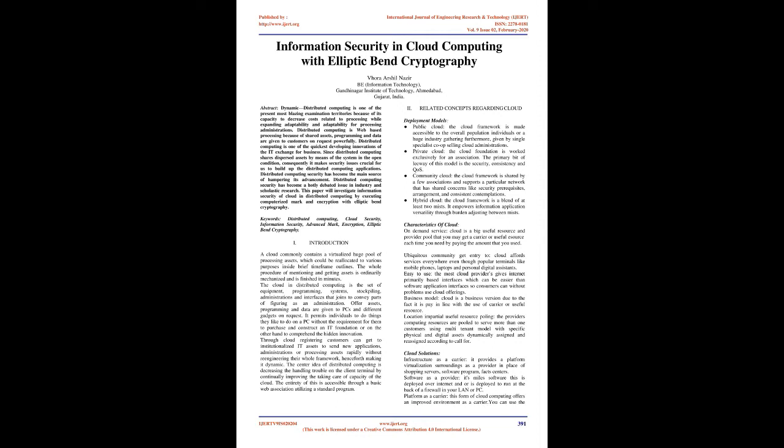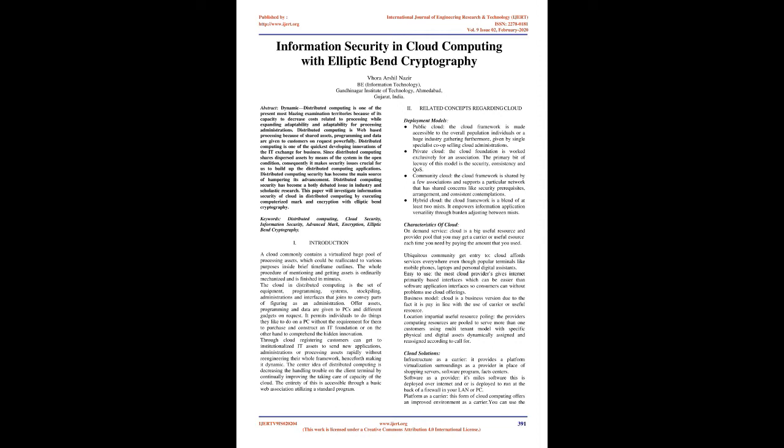Deployment models. Public cloud. The cloud infrastructure is made available to the general public, individuals or a large industry group, and provided by a single service provider selling cloud services. Private cloud. The cloud infrastructure is operated exclusively for an organization. The main advantage of this model is the security, consistency, and QoS.